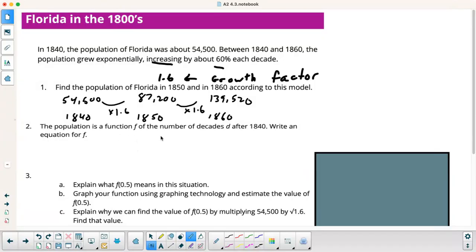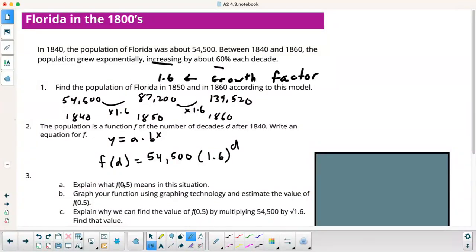All right, the population is a function of the number of decades D after 1840. Write an equation. So remember, we said y equals a times b to the x. So a is your initial value. They said to write it as a function with d, so I'm going to say f of d instead of y. My initial value a is 54,500. My growth factor is 1.6, and then instead of to the x, it's going to be d for decades.